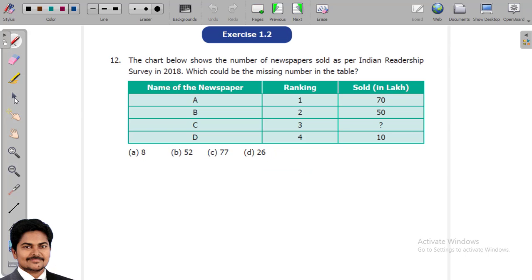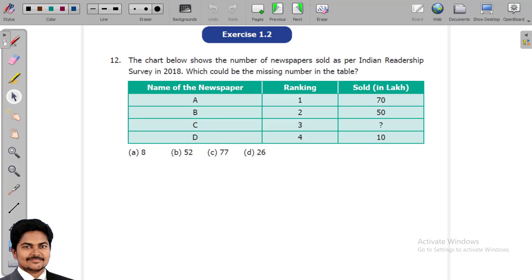The question number 12. The chart below shows the number of newspapers sold as per Indian Readership Survey in 2018. Which could be the missing number in the table? Look at the table carefully. The newspaper A was sold out 70 lakhs copies. The newspaper B was sold out 50 lakh copies. We don't know how many copies of the newspaper C was sold out. The newspaper D was sold out 10 lakhs copies.